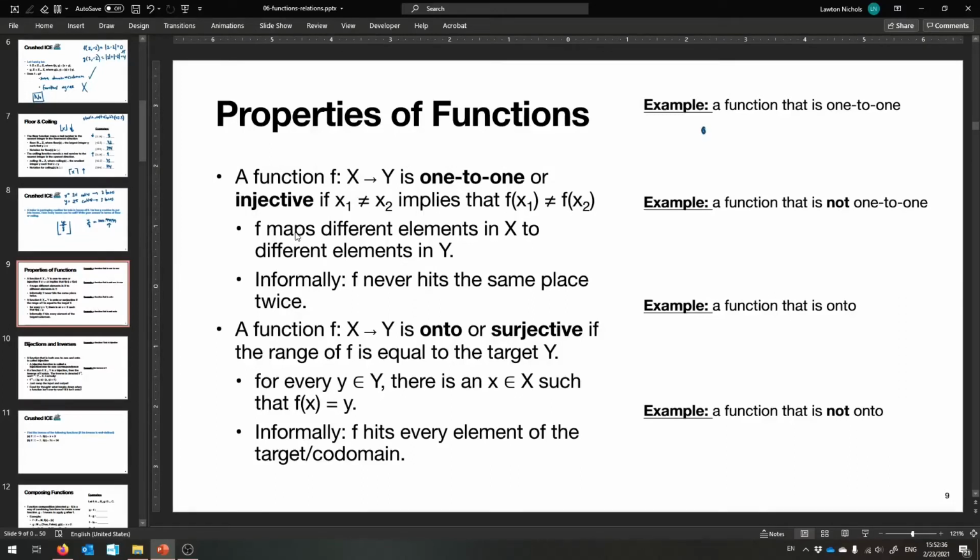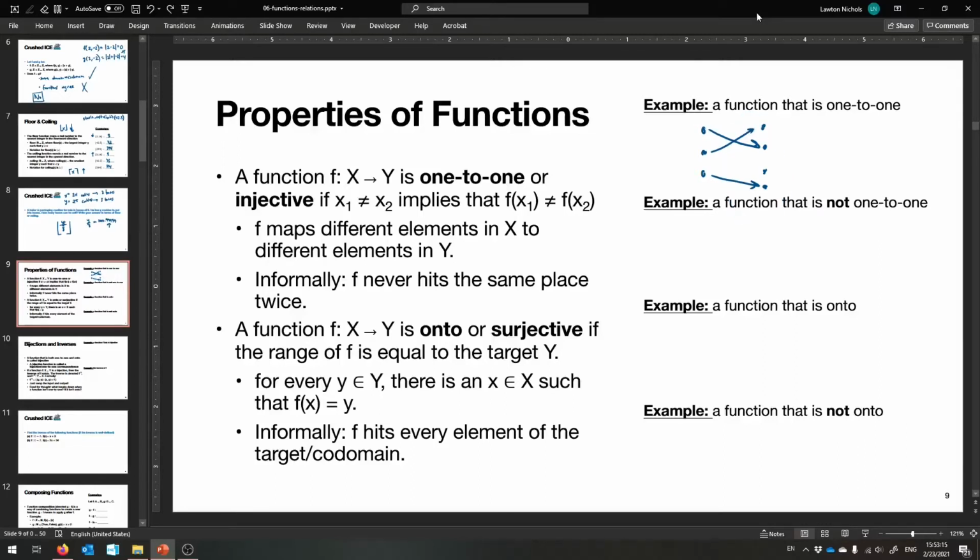So here's a function. Let me draw my domain and my target. So let's write a function that is one-to-one using arrows. Okay, so let's see here. We got to go like this. Maybe we'll have 4. Why not? So we can do this. I can do my original example, right? Bam. That is a one-to-one function because any x that is different is being mapped to a different y. Yeah? F is not hitting the same place twice over here.